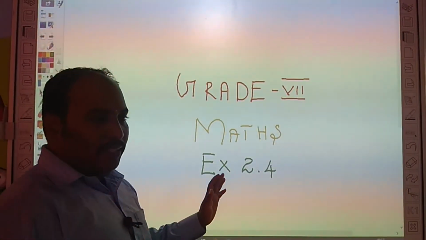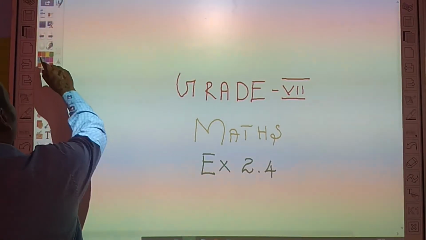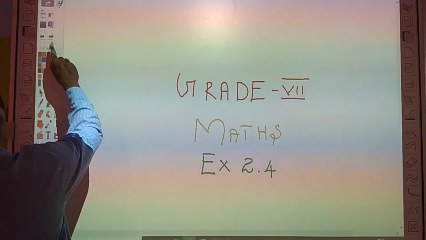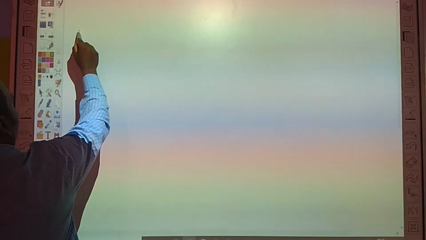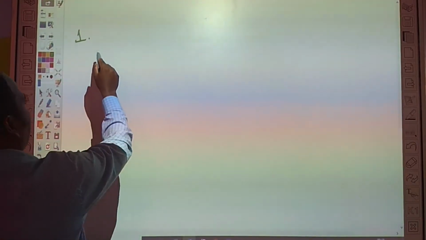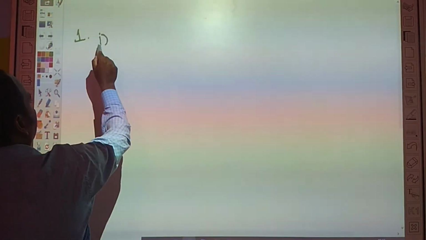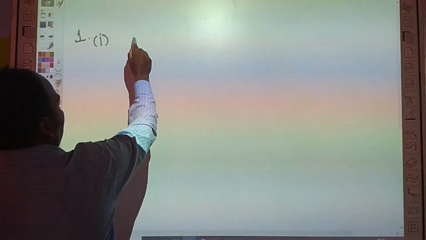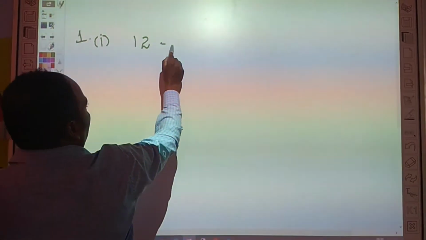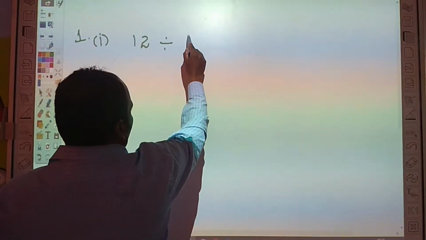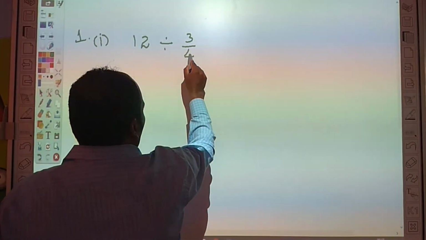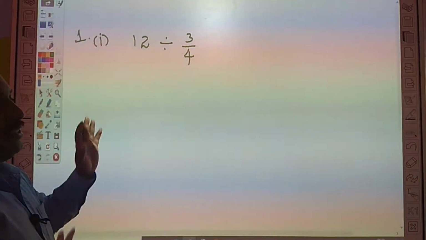Exercise 2.4. The first question is 12 divided by 3 by 4.